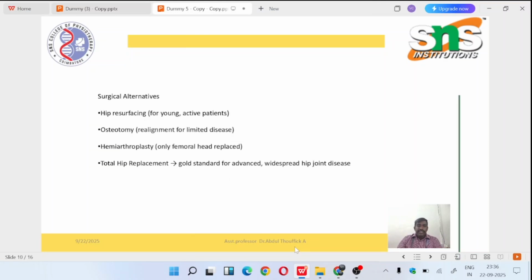What are the surgical alternatives? The surgical alternatives include hip resurfacing for younger and active patients, osteotomy to realign the joint, or hip hemiarthroplasty, where only the femoral head is replaced. But in advanced and widespread hip disease, total hip replacement is the gold standard surgical procedure to be performed.